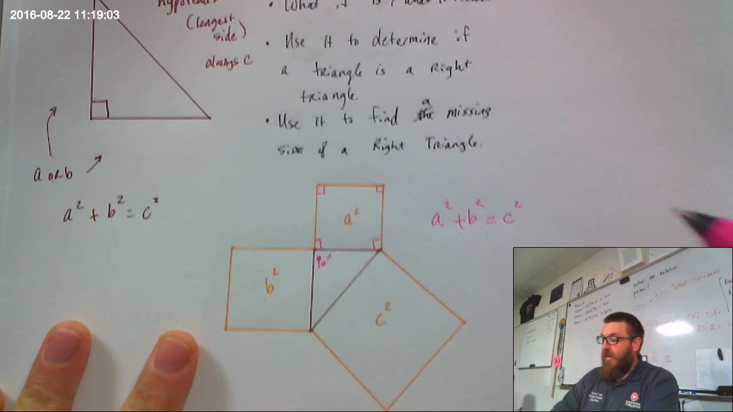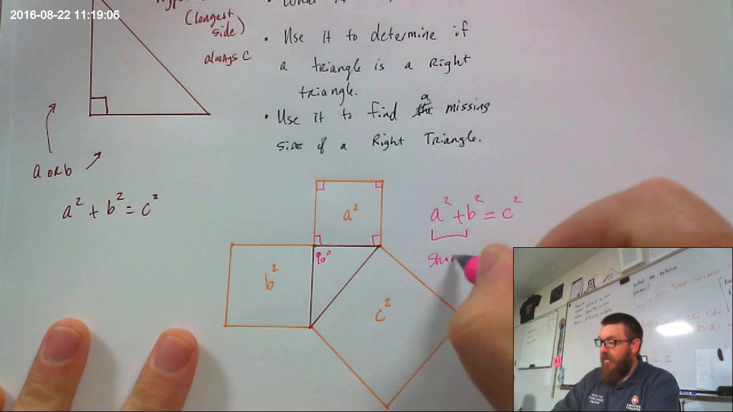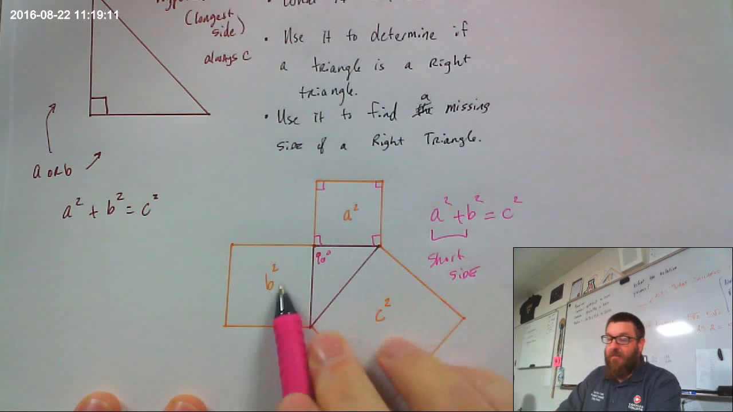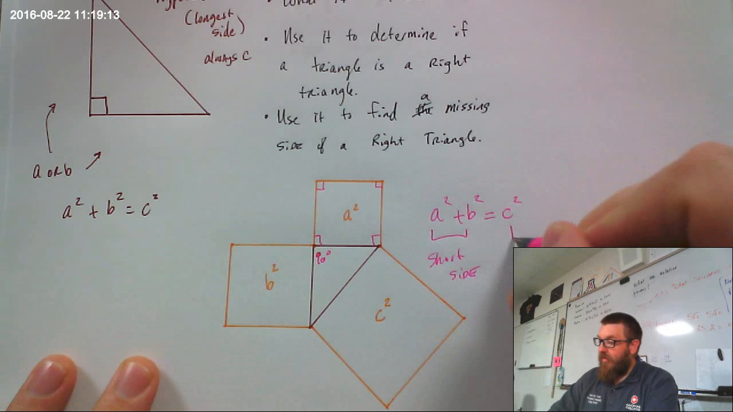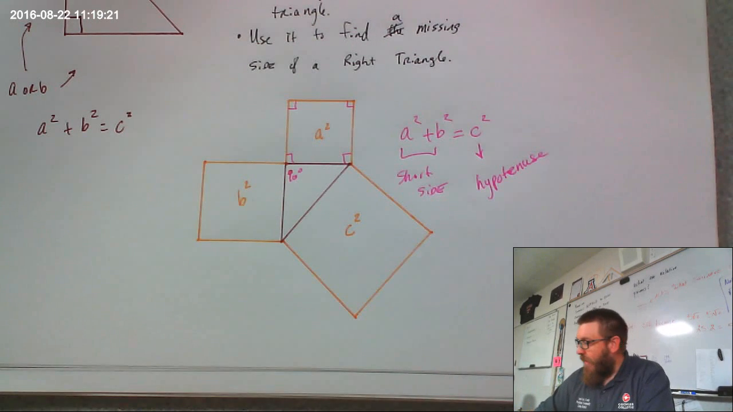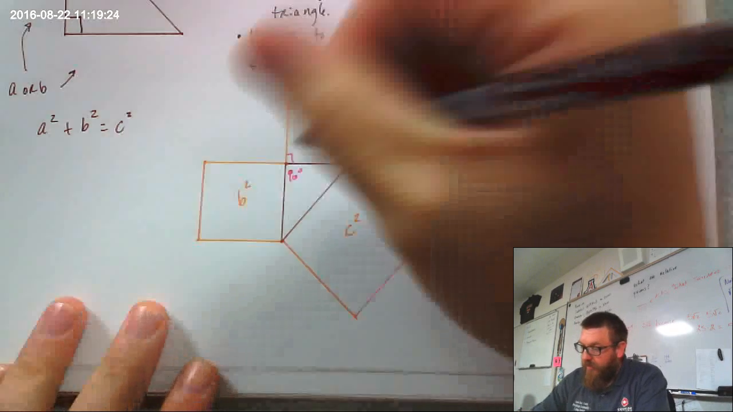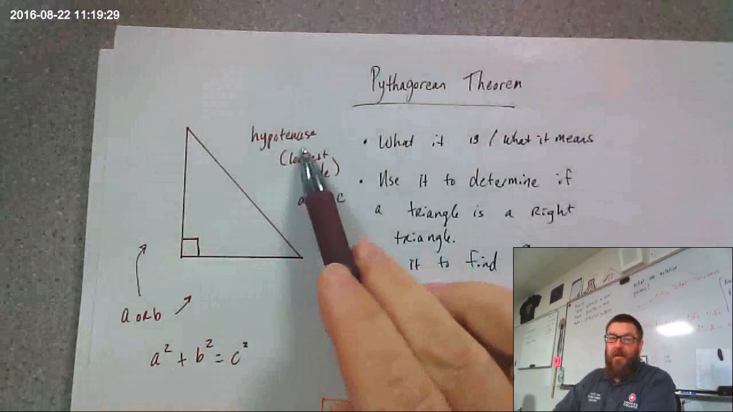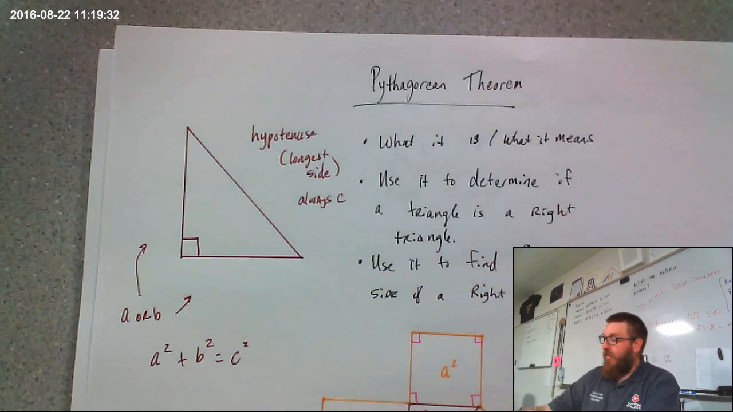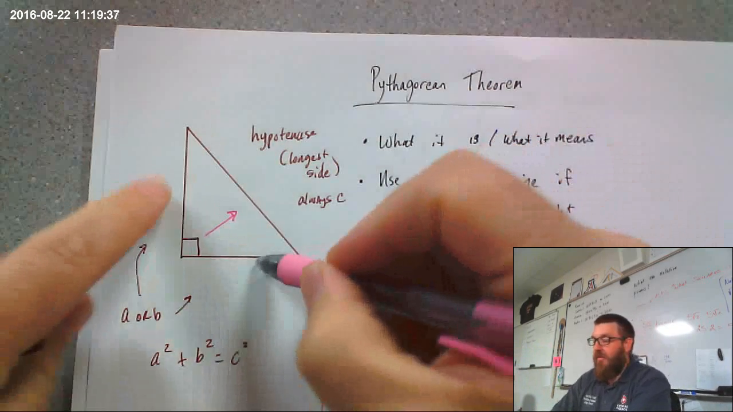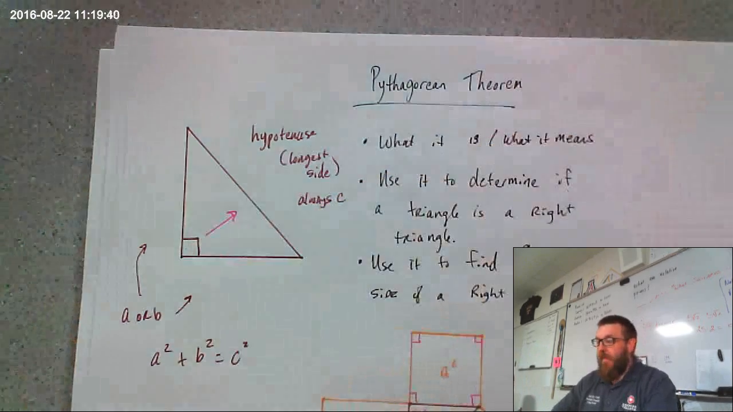So a couple things. These two are the short sides, right? And it doesn't matter which one you call A or which one you call B. This could be B and that could be A, right? But this is the long side. It's always the long side, and it's called, of course, the hypotenuse. The hypotenuse is always opposite of the right angle. Okay? So again, the hypotenuse is the long side, and it's always opposite of the right angle. These two short sides create the right angle.